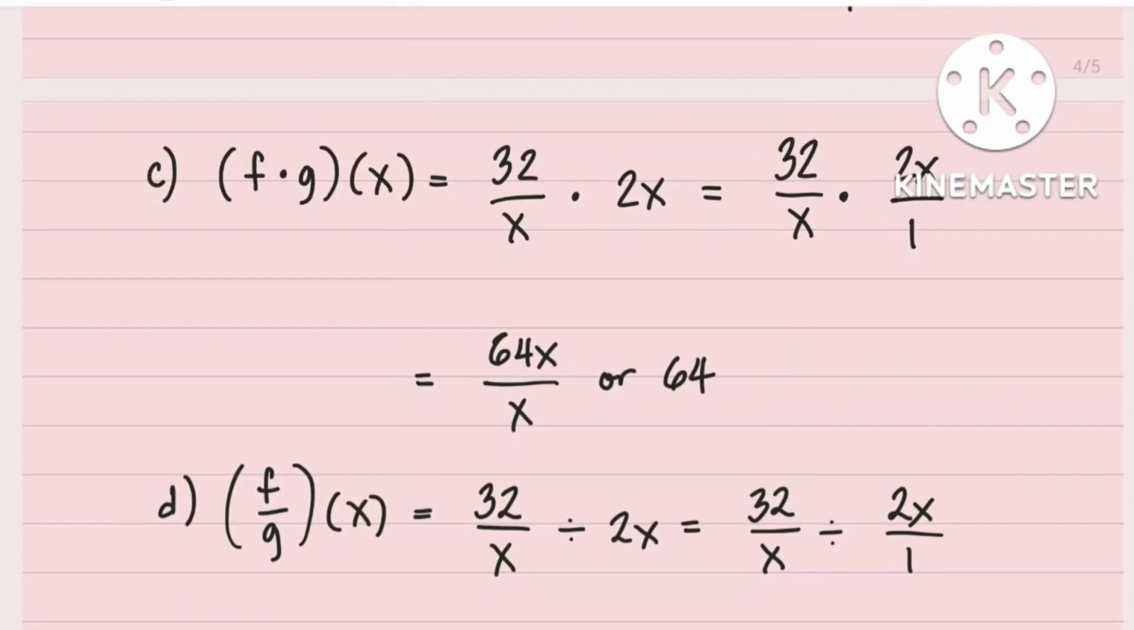And then letter C, we will multiply 32 over x times 2x. So we may write the hidden denominator of 2x and then proceed to numerator times numerator, denominator times denominator. That will be 64x over x, or simply 64.